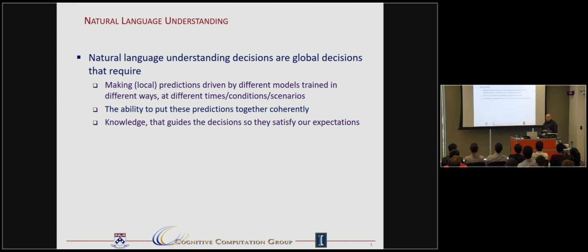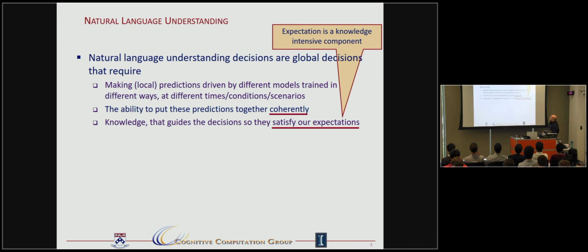So I think about natural language understanding as making global decisions that require making a lot of local decisions, using a lot of local predictors that are driven by different things, trained in different conditions, at different times, by different people, in different scenarios. It requires the ability to put these things together in a way that makes sense, coherently, and it requires knowledge that guides the decisions so they satisfy our expectation. And really the two keywords here for me are coherently and satisfy expectation. So expectation is a knowledge-intensive component. To have expectation on the output, you have to know things.